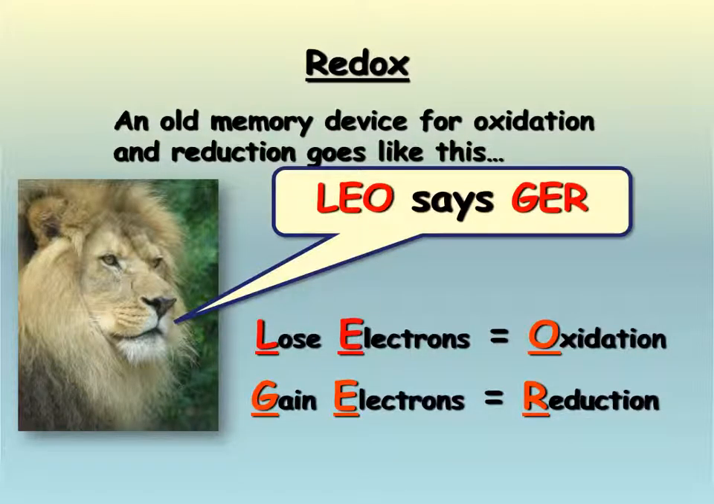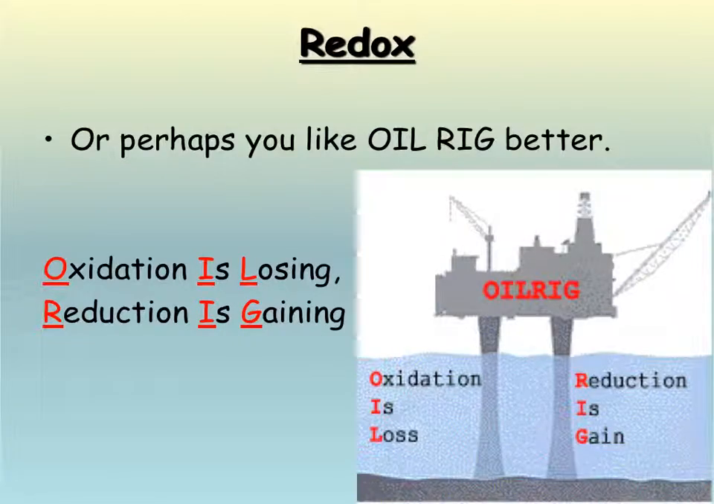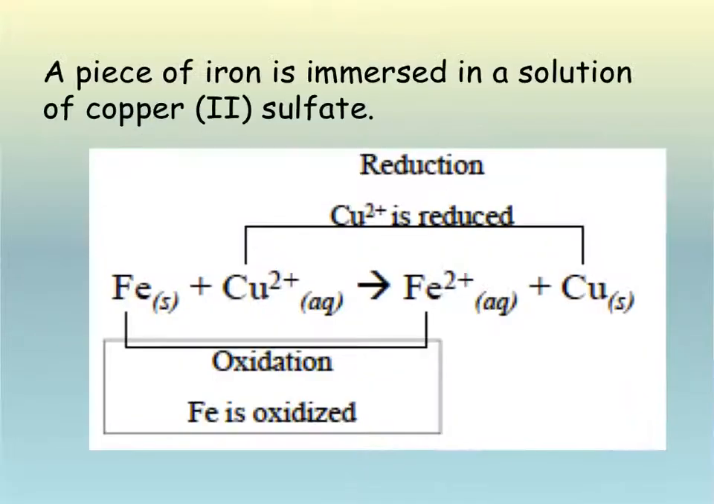All right, so there are a couple ways to help you remember what exactly happens in redox. One of them is LEO says GER. So LEO, losing electrons, is oxidation. GER, gaining electrons, is reduction. Or perhaps you might like this mnemonic a little better, OIL RIG. OIL RIG stands for oxidation is losing, reduction is gaining. So either you're losing electrons or you're gaining electrons.